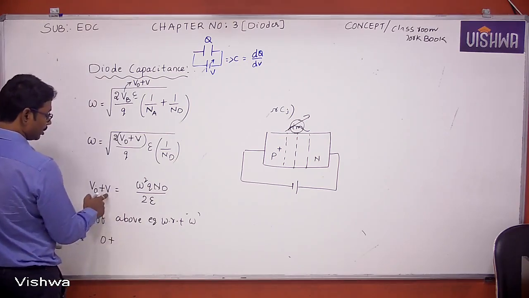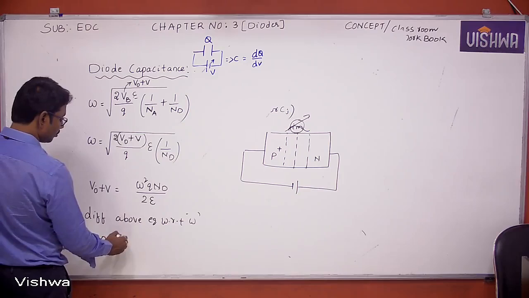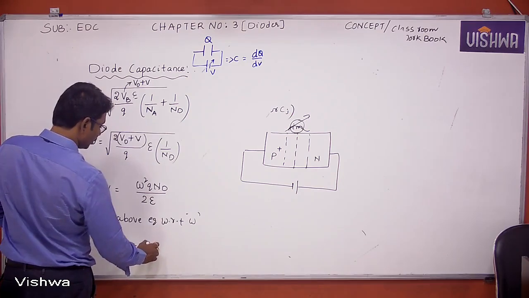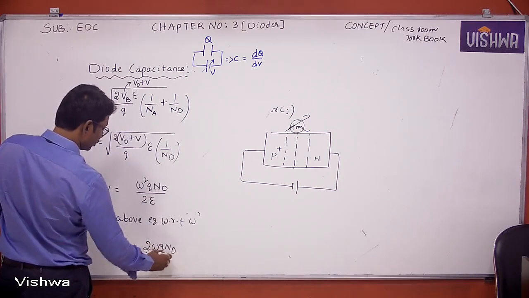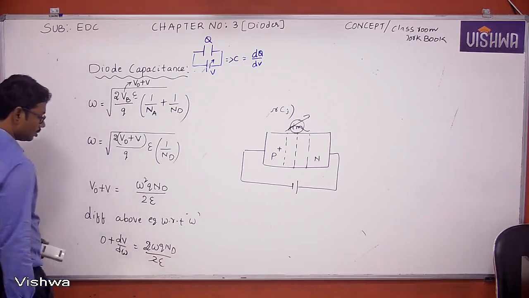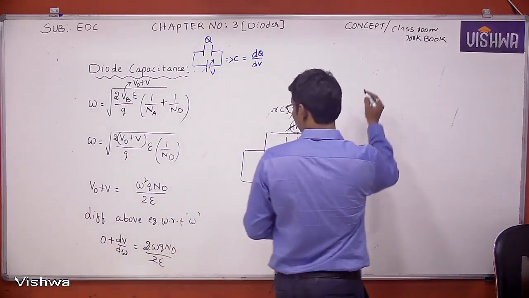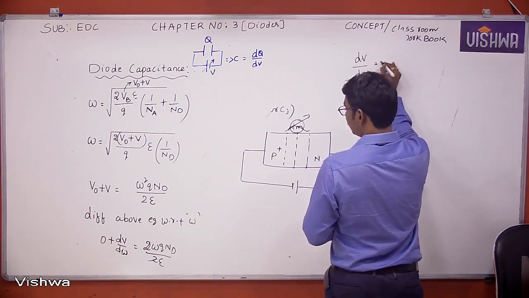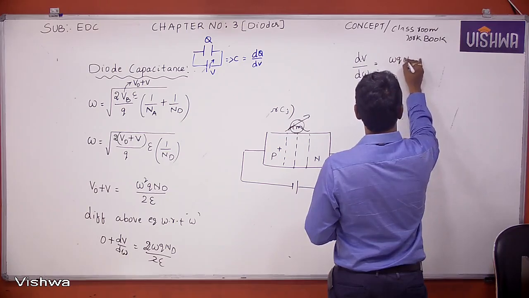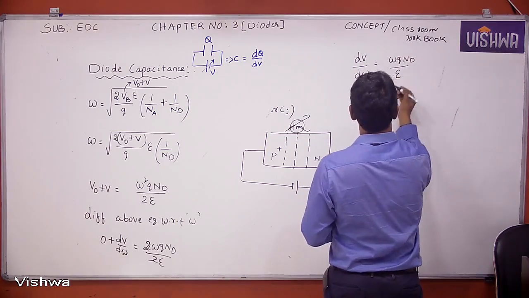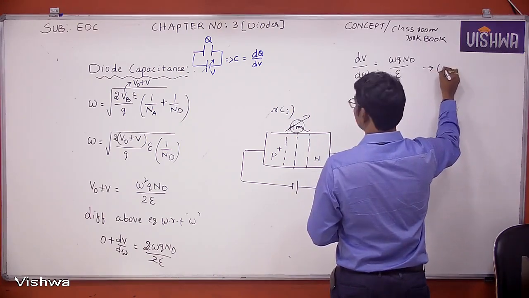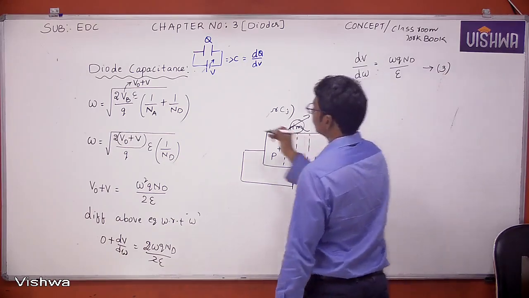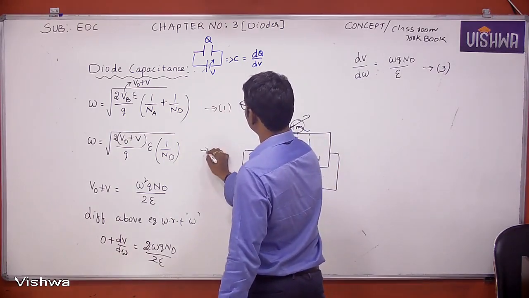Now which is varying here? The reverse voltage is varying, right? So this is simply dV by dW, which is equal to 2 into W into Q into Nd by 2 epsilon. Here the 2 cancels. Finally, dV by dW equals W Q into Nd by epsilon. Consider this one as equation 1, and consider this one as equation 2.